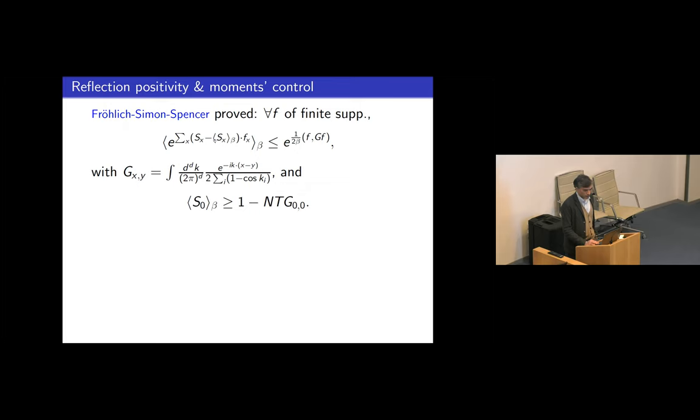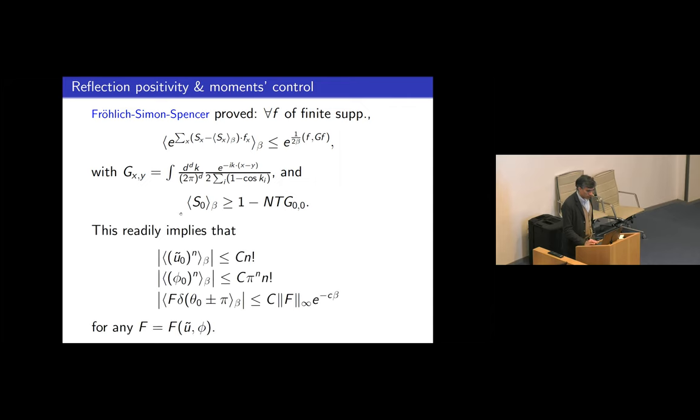So take any f of finite support and consider the average of the exponential of f against s minus the average of s. This is smaller than e to the 1 over 2 beta of fgf. G is the Green function of the lattice Laplacian in dimension d. And this is an immediate consequence of what is called the Gaussian domination, which is a consequence of reflection positivity. Okay, this exponential form of the bound readily implies that any moment of u tilde or phi is bounded by something independent of beta for any power n. So all the moments are bounded a priori independently of beta. This is true for the phi zeros. This is true for the u tildes.